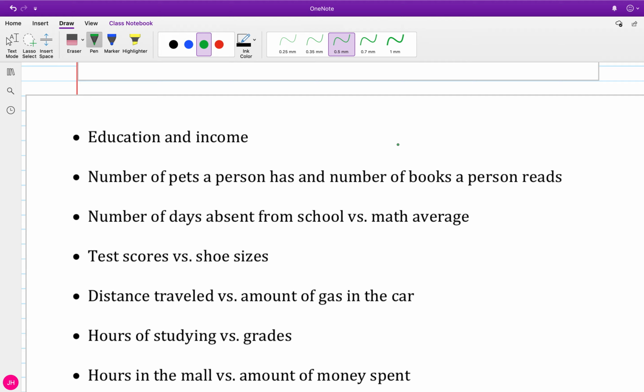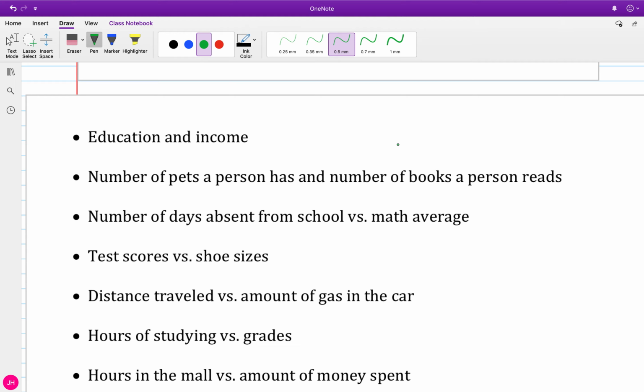So looking at these, I want to know if one goes up, does the other one go up? Or if one goes up, does the other one go down? Or do they have nothing in common whatsoever? So education and income. As you get more education, do you get more or less income? Is kind of what the question is. If they're both more, then it's positive. If one's more and one's less, then it's negative.